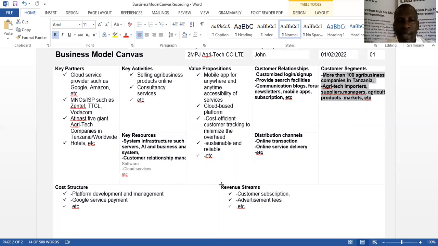Then you can revise, and this business model is not one time. It can be modified most of the time. It can be modified as needs from the market arise, as you receive feedback from customers.